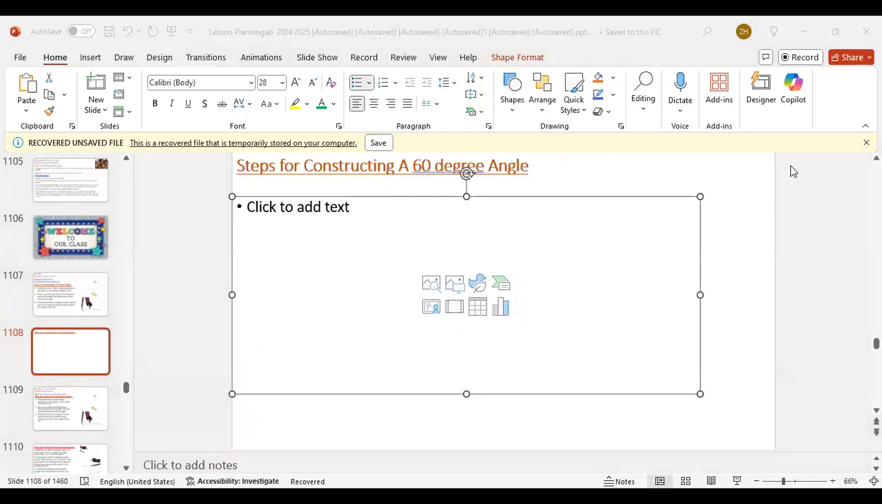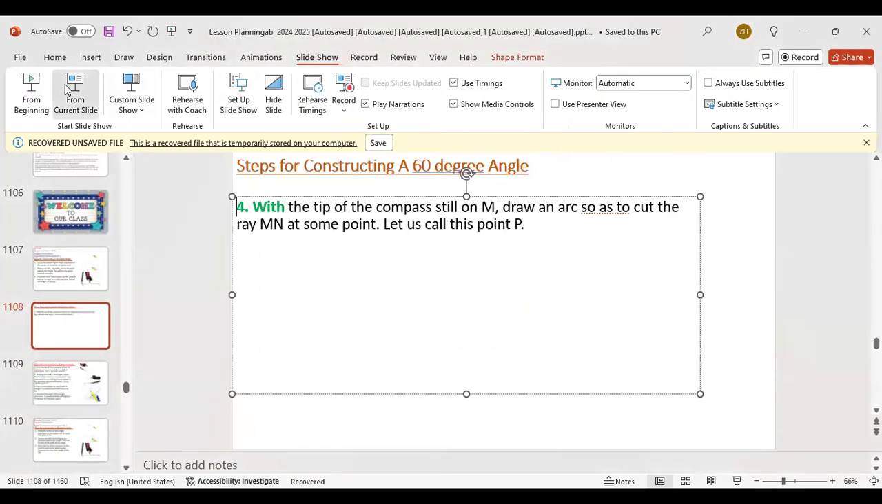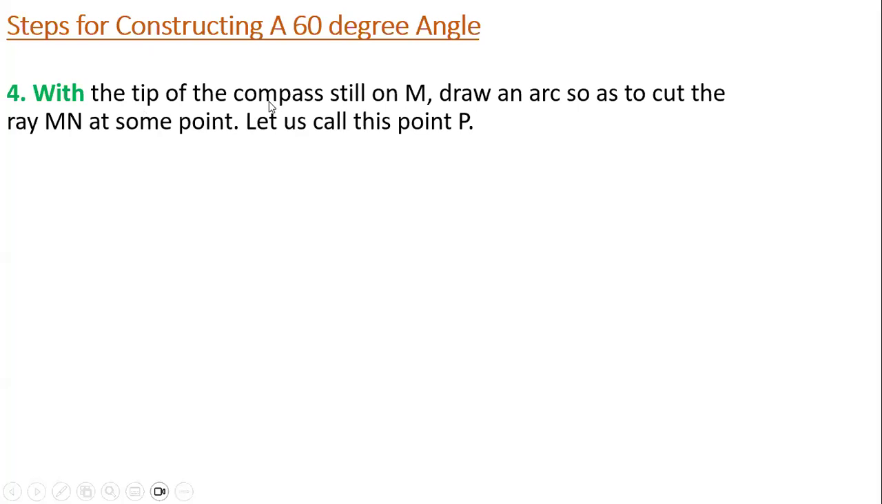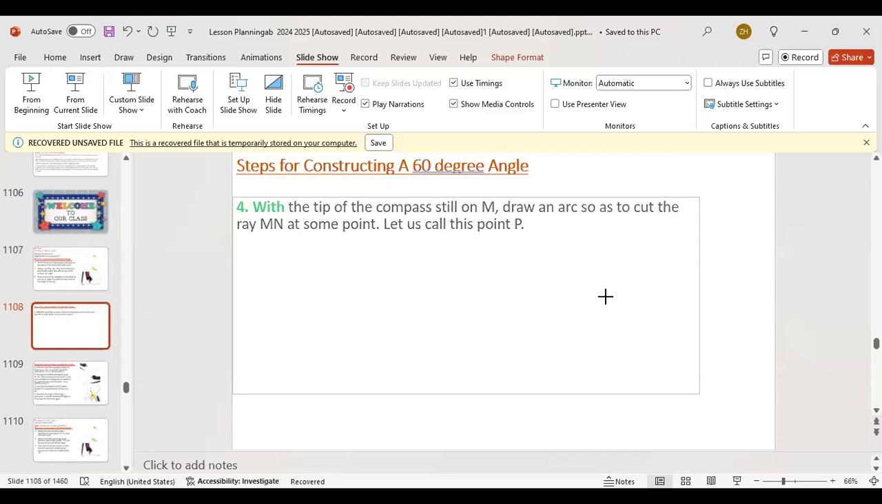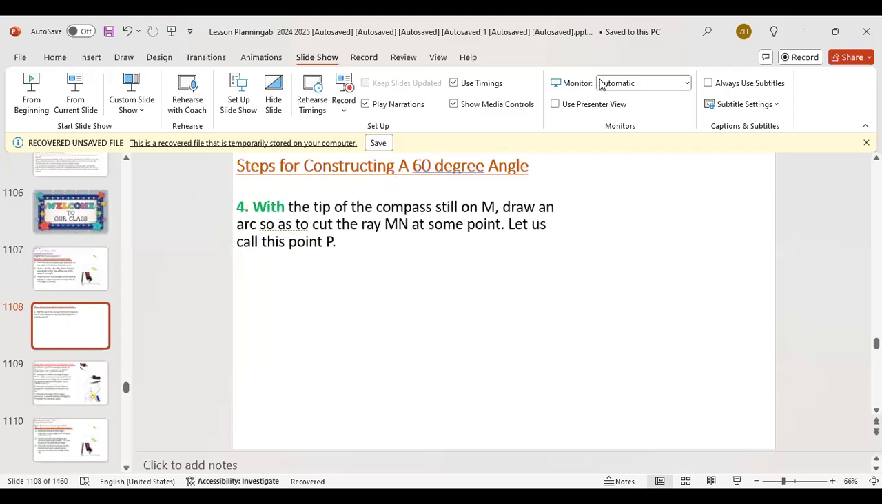All right, let's go ahead and do this. This is going to be the 4th one. The 4th step says, with the tip of the compass still on M, draw an arc so as to cut the ray MN at some point. Let us call this point P. So that's what we're going to do.